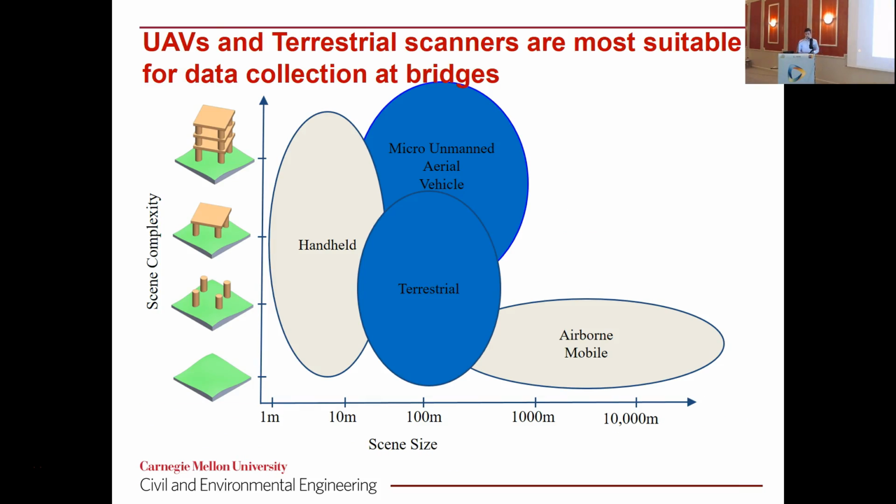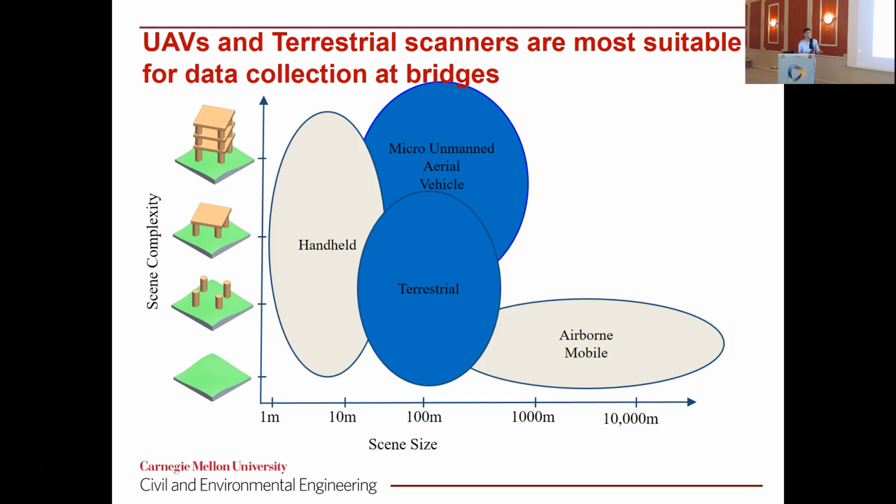Now, each of these units, as I mentioned, is uniquely created to fit a different scenario, a different scene size, and a different scene complexity. Handheld scanners are incredibly versatile in capturing scenes of different complexities, however, they are severely limited to smaller scene sizes. On the other extreme, airborne mobile LiDAR scanners can capture very extensive scene sizes, but are limited to very small scene complexities.